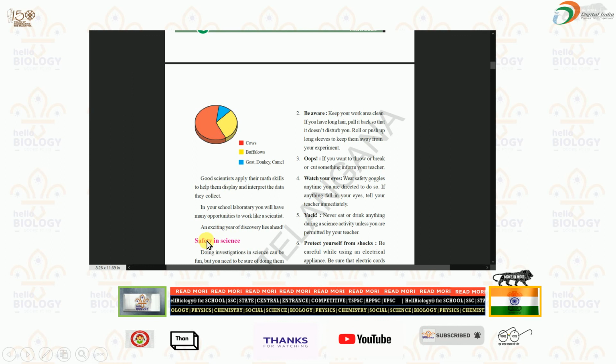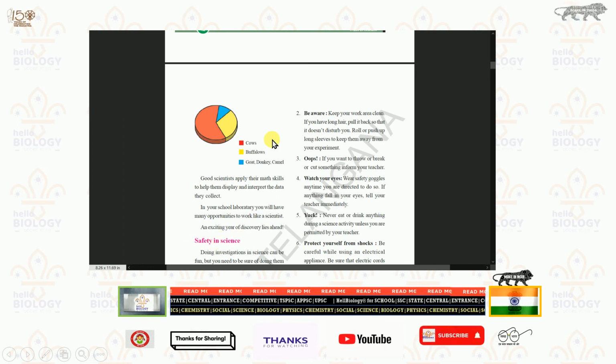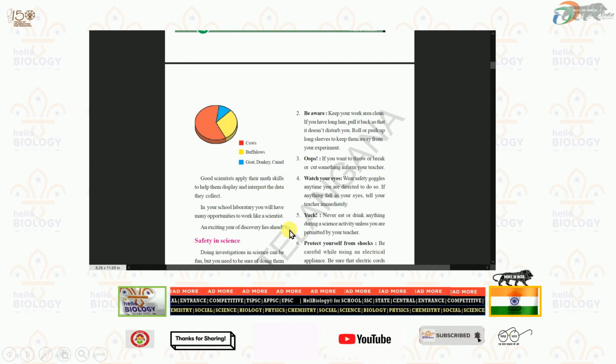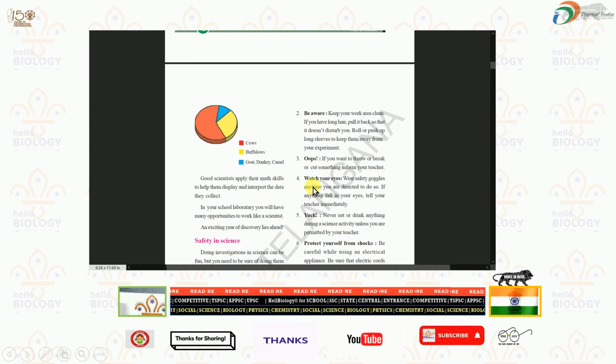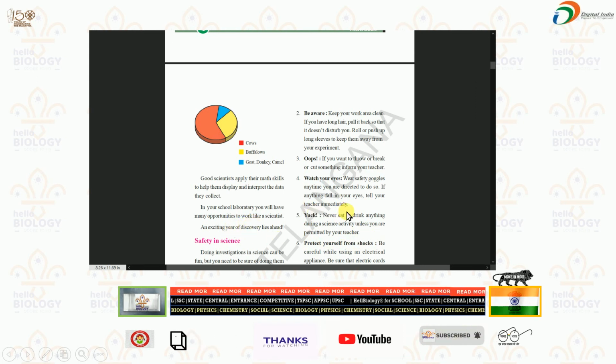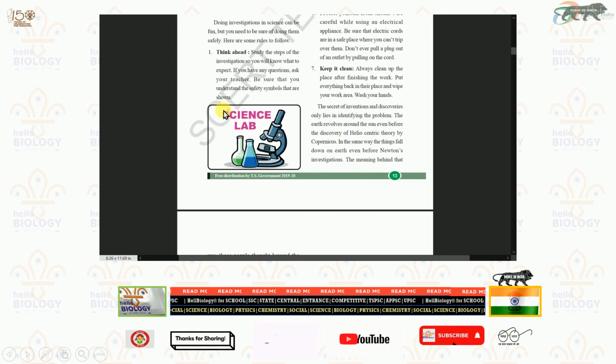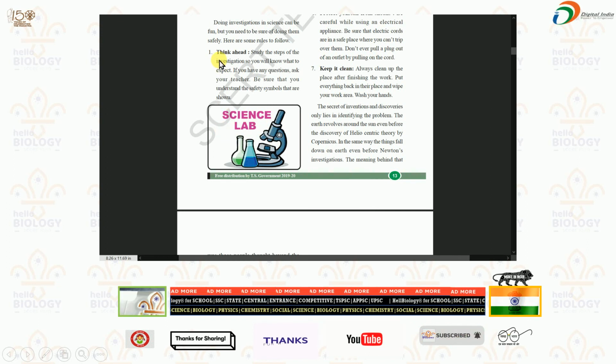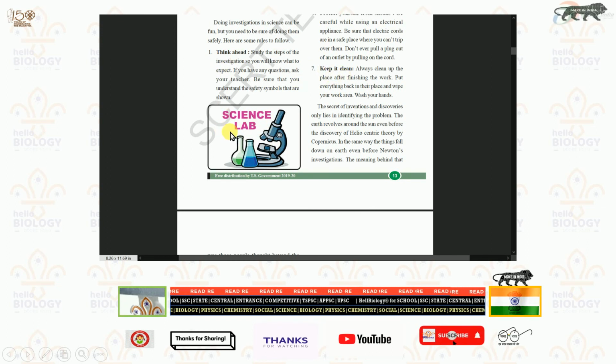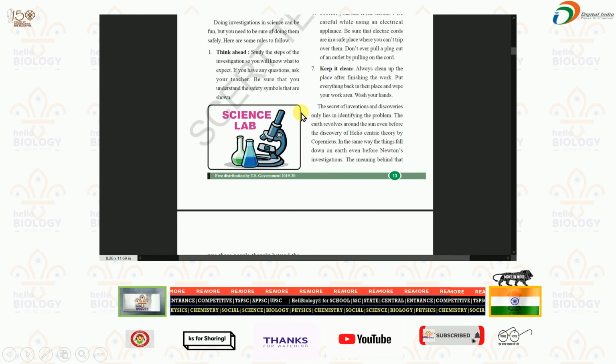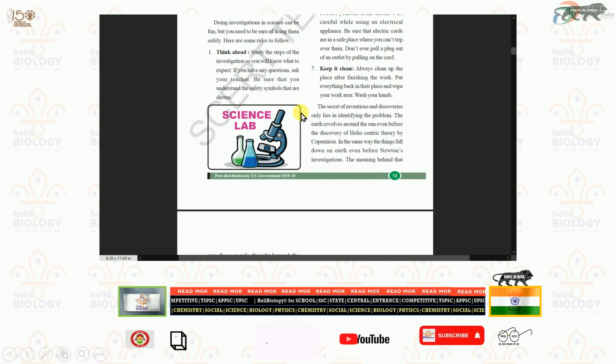And next we have safety in science. First, there are seven of them here. Be aware, watch your eyes, protect yourself from shocks, be neat. These kinds of things you need to follow. And in the science lab, think ahead, keep it clean. These are also important scientific measurements. In a laboratory, how you need to perform and how you need to behave.